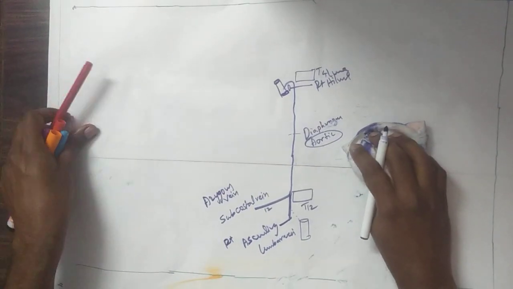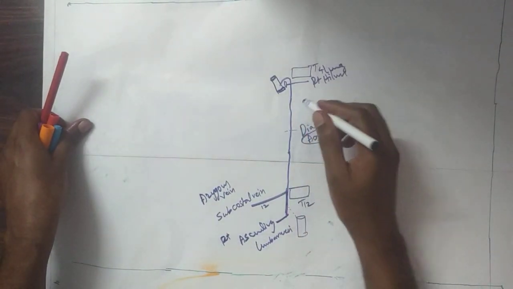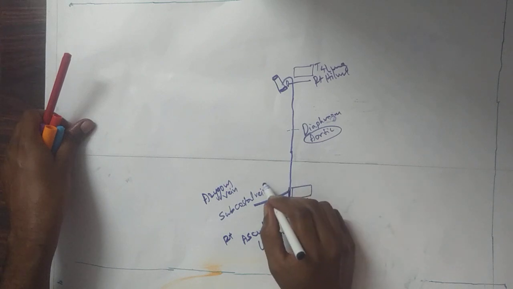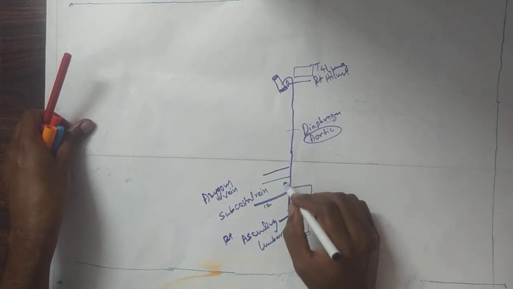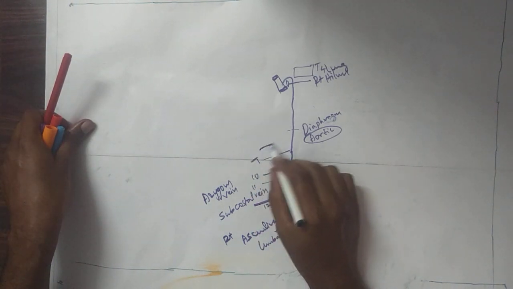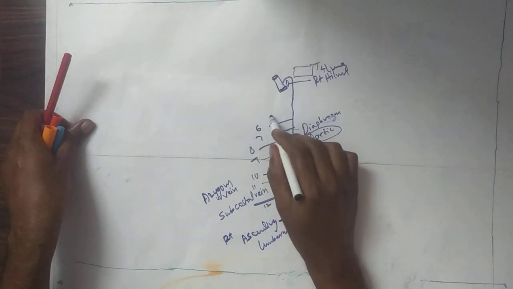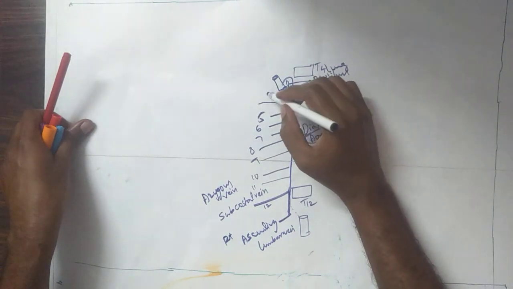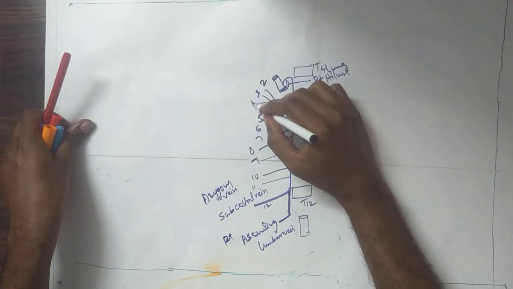Basically, this is draining from your thoracic wall. So these are your posterior intercostal veins corresponding to your 12 intercostal arteries. So this is your 11th, 10th, 9th, 8th, 7th, 6th, 5th. What about the other ones? Second, third, fourth.